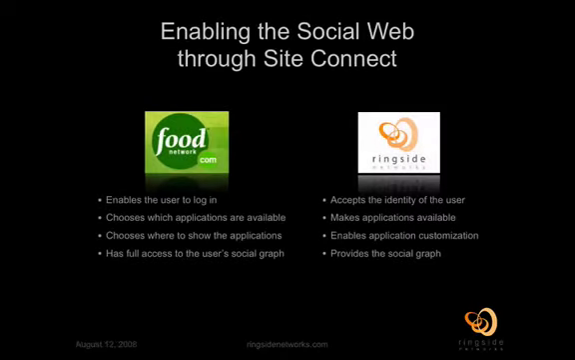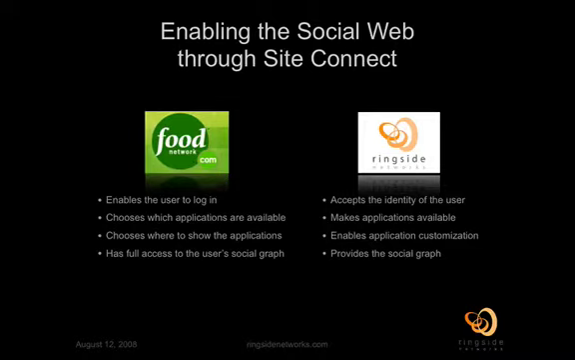So now let's take a look at what we've seen. We've seen how we can take the existing user community on foodnetwork.com, for example, and enable the users to log in via their regular foodnetwork.com login. Foodnetwork.com can choose applications that are available, either custom applications that they've built, or they can choose from any of the standard social application technologies, like a Facebook application or an open social application.